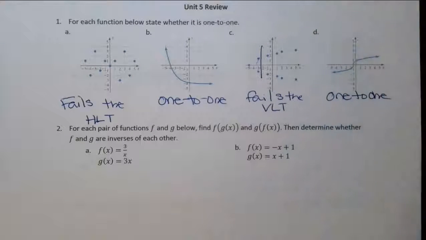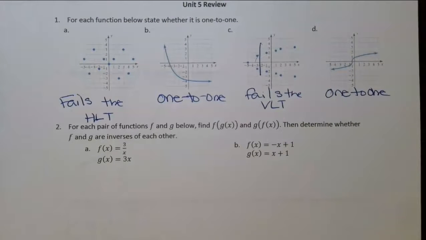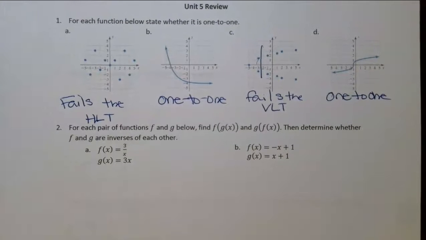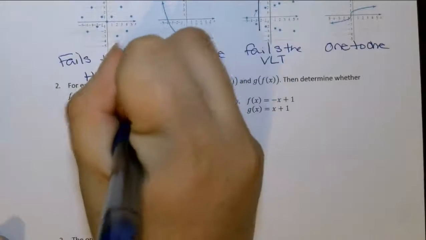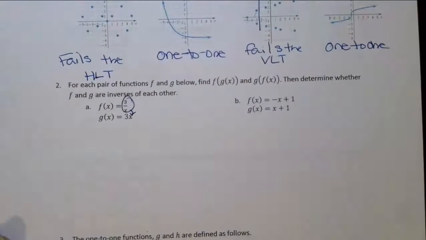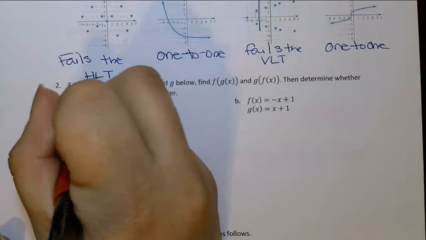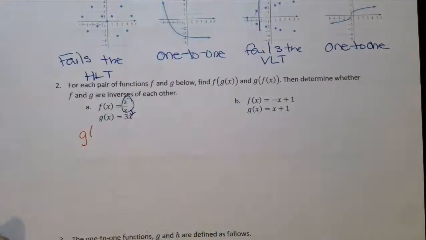Okay. Number 2 gives me 2 functions, and it wants me to decide if they are inverses of each other. I have to find f of g of x and g of f of x, and then decide. So what I'm first going to do is plug f of x into g of x. So this one is g of f of x.